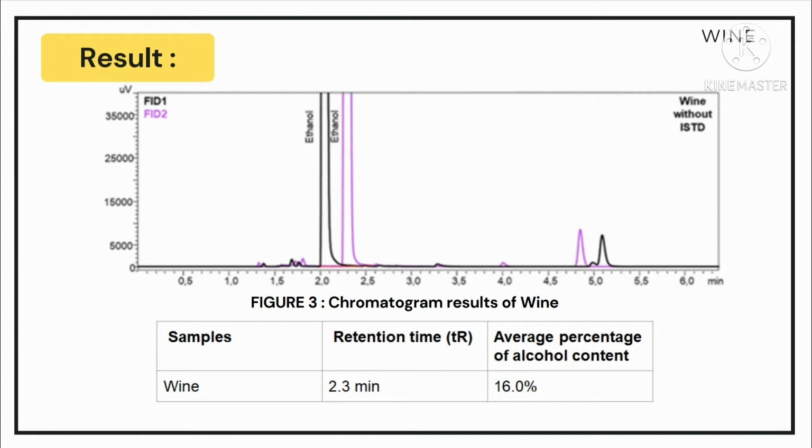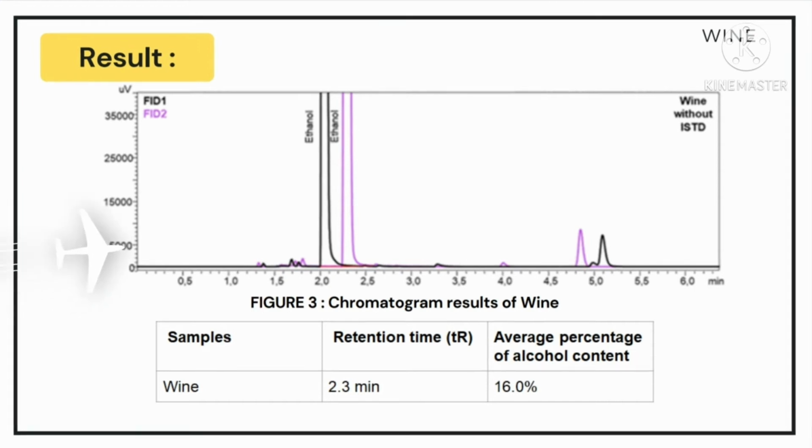Next is wine. Figure 3 shows the chromatogram results of wine. The average percentage of alcohol content in this drink is 16.0%. The retention time of the ethanol peak on this chromatogram is at 2.3 minutes.